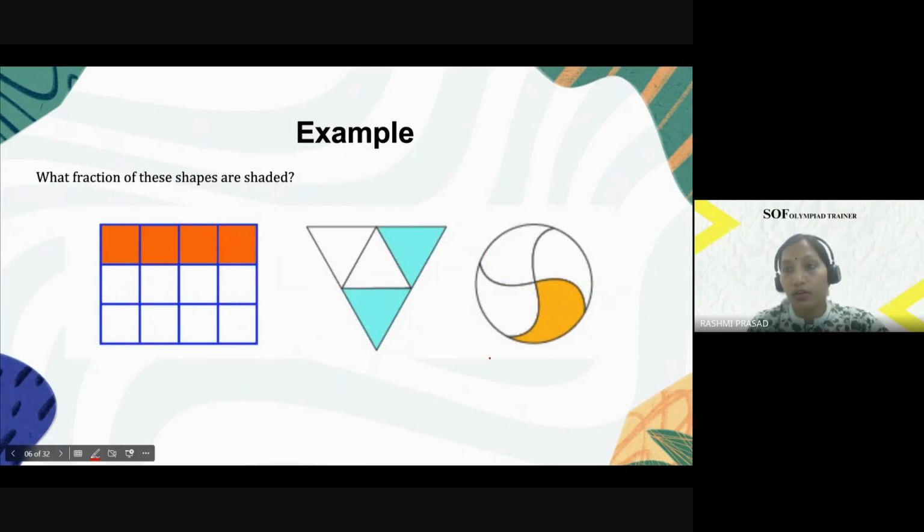Next quick question for you guys. All of you do this question and type the answer in the chat. First, what fraction of these shapes are shaded? You need to find the fraction for the shaded part. For the first figure, type the answer in the chat, guys, quickly. First count the total parts and then count the shaded part and then find the fraction. Simple, right?